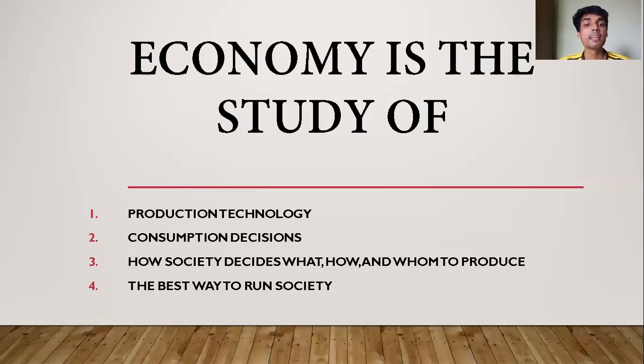What is meant by consumption decisions? That is the answer for what to produce. The consumer will decide about that. The third is how society decides what, how, and whom to produce. These are the three basic questions of economics, so the answer is the third one. The fourth one is the best way to run society. So the correct answer is the third one: how society decides, the basic three questions, what, how, and whom to produce.